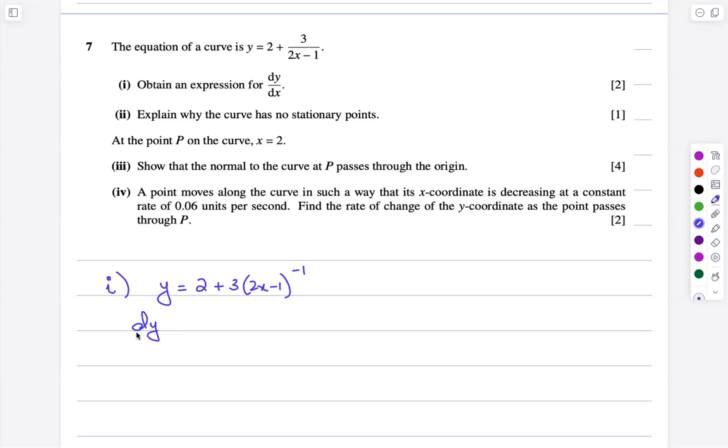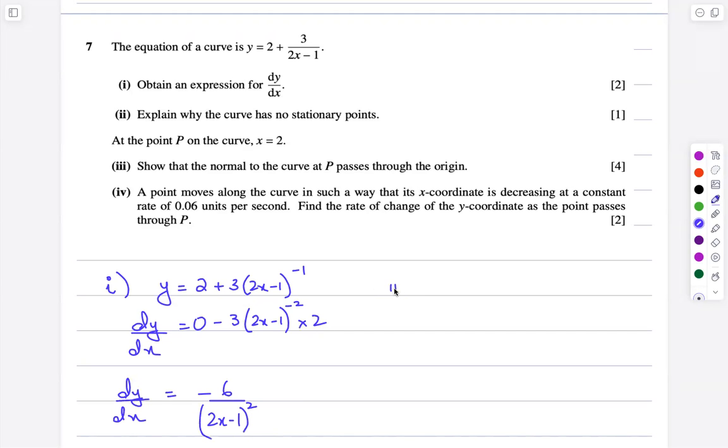Finding the dy/dx, differentiating 2 will become 0. So that will be 0, minus 1 into 3 will be minus 3. And this will be (2x minus 1), decreasing the power minus 1 by 1, so that will become minus 2. And multiplying it with the derivative of 2x minus 1, which is 2. Simplifying this, dy/dx will be equal to minus 3 times 2, which is minus 6, and we can bring the (2x minus 1) to the power minus 2 in the denominator and write it as (2x minus 1) whole squared. So dy/dx will be minus 6 upon (2x minus 1) whole squared.